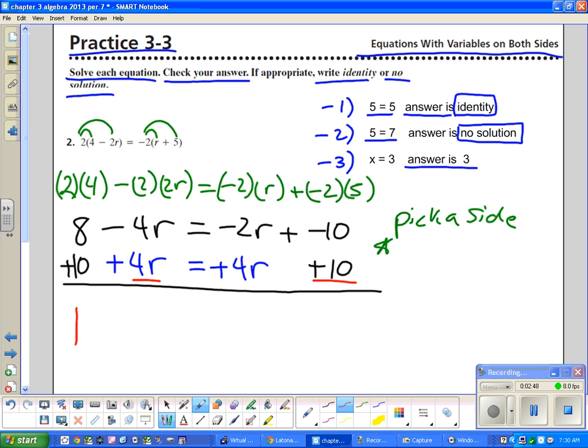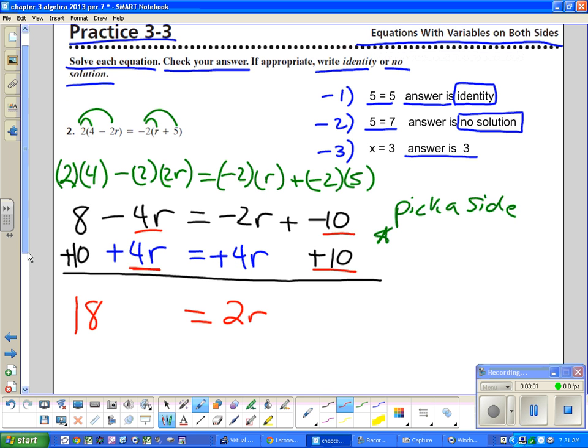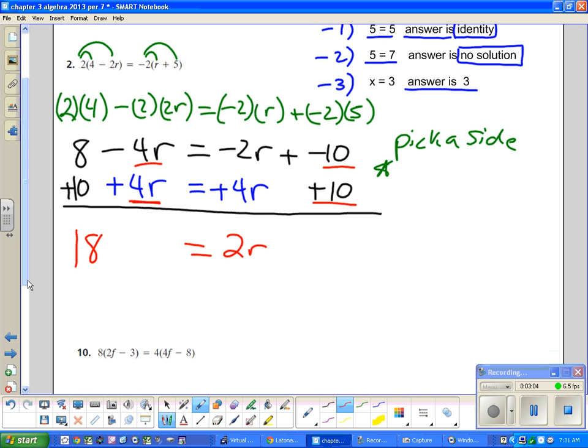So 8 plus 10 is 18. Negative 4 plus 4r is 0. Negative 2r plus 4r is 2r. And negative 10 plus a positive 10 would be 0. So at this point here, yes, you still want to show your work. I will accept the fact that if you just write r equals 9 at this point, like I told you, if you can do the math in your head after it gets a lot of steps involved, that's okay. Or you can just write divide by 2, and we get r equals 9.